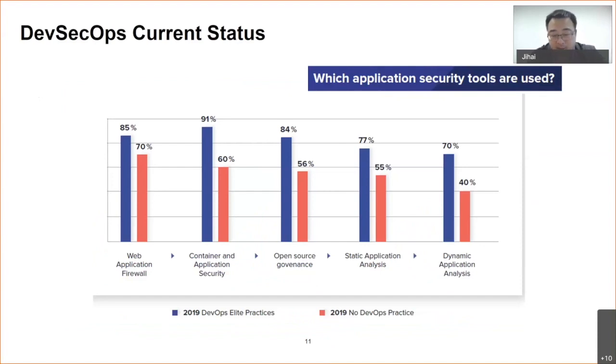So this result shows something regarding DevSecOps tooling, or DevSecOps tools. You can see there are different kinds of tools that are currently very popular, like container cybersecurity tools, open source cybersecurity tools, or static application cybersecurity tools. I will talk about these tools later in detail.